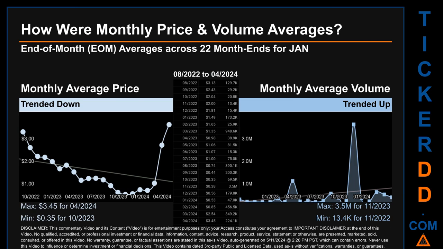How were price and volume averages for JAN? Across 448 trading days, there were a total of 22 month ends, of which monthly averages for daily price and volume were calculated. Overall, monthly price average trended down while monthly volume average trended up. The maximum end-of-month average price was $3.45 for 04/2024, while the minimum was 35 cents for 10/2023. Looking at volume, 11/2023 and 11/2022 respectively saw the highest and lowest monthly average volume at 3.5 million and 13.4 thousand.